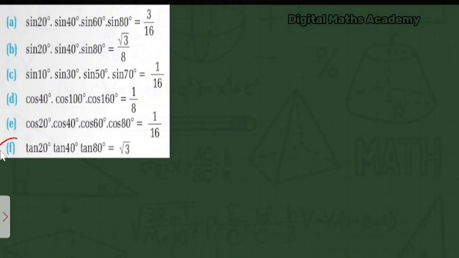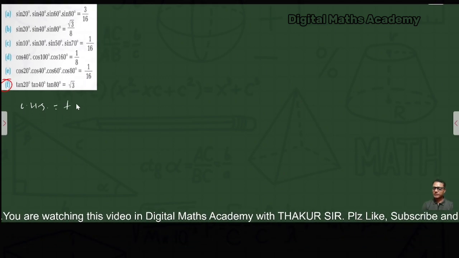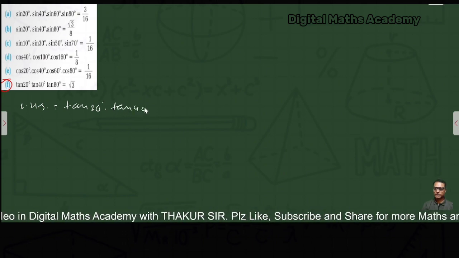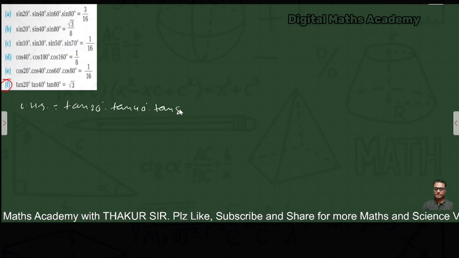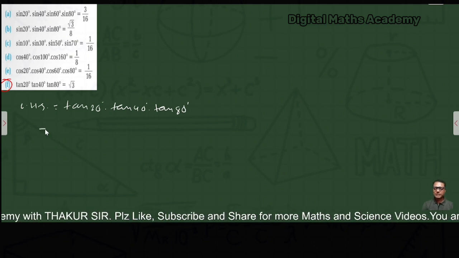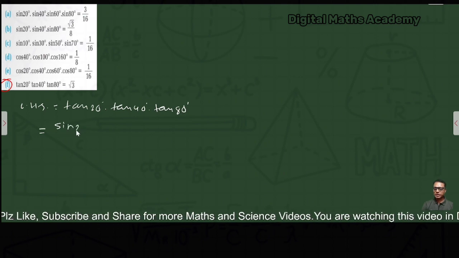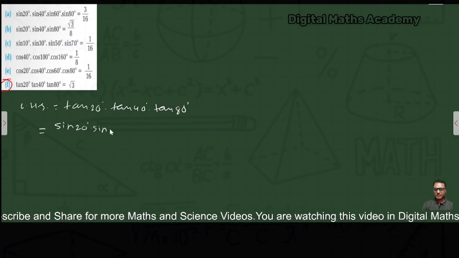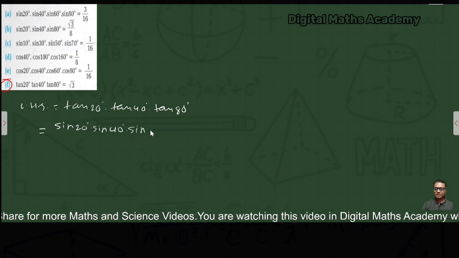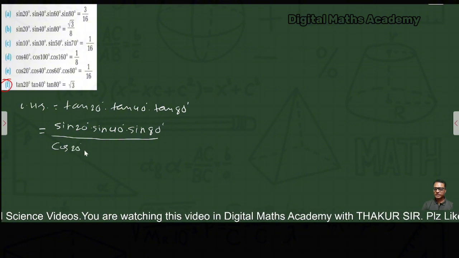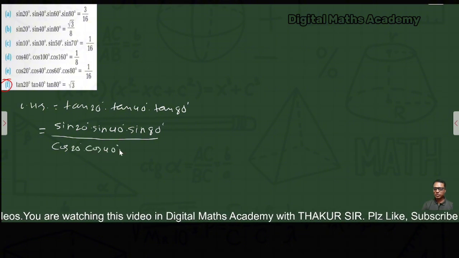Let's see the question number F. So to do the question number F, we are going to choose the left hand side. So here the left hand side is tan 20 dot tan 40 dot tan 80. So we change tan into sine and cos. That's tan equals sine by cos. So we write sine 20 degree, sine 40 degree, sine 80 degree over cos 20 degree dot cos 40 degree dot cos 80 degree.